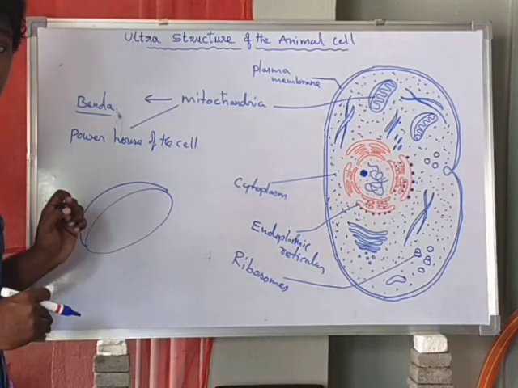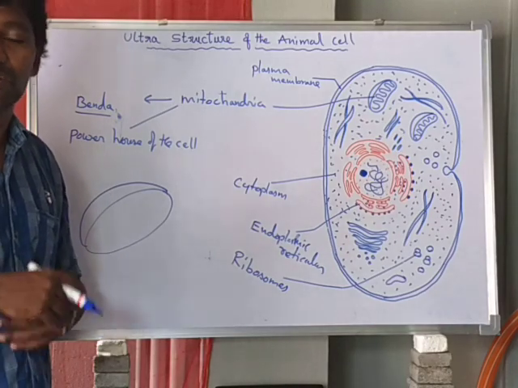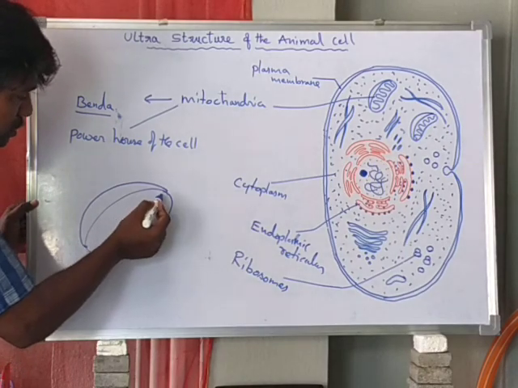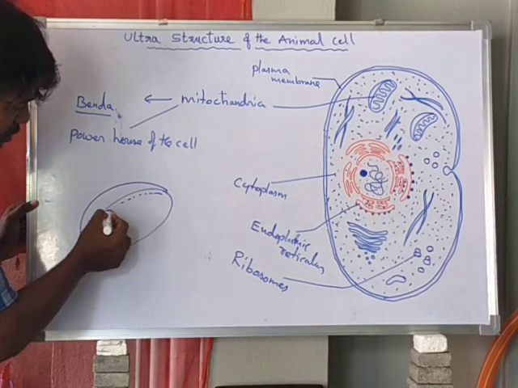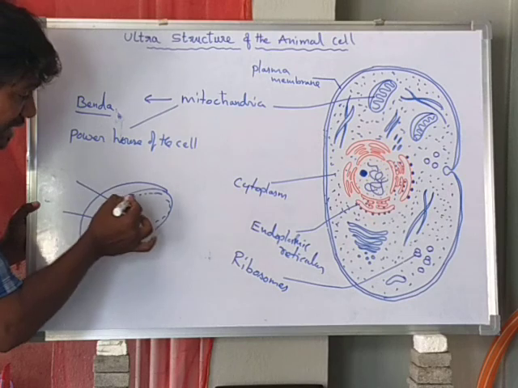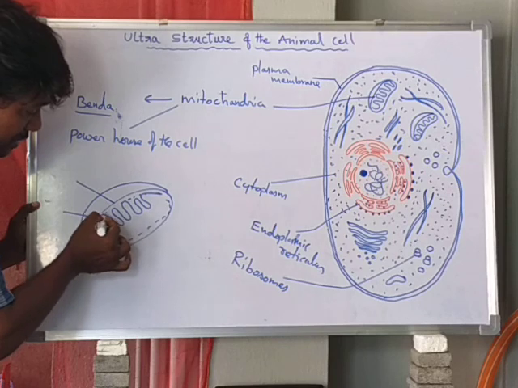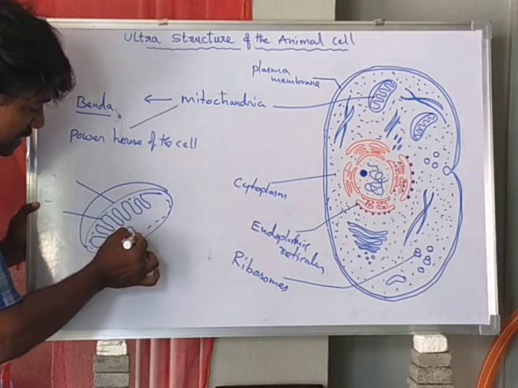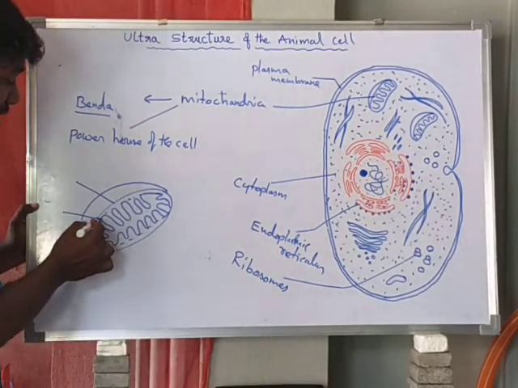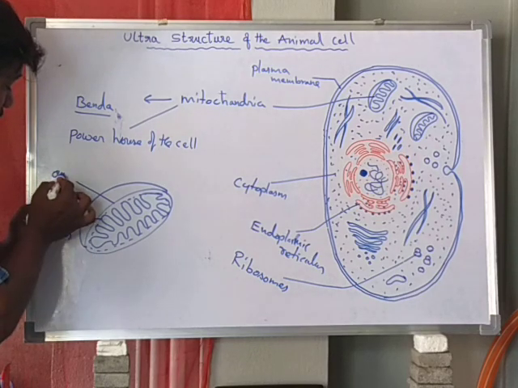Generally the mitochondria has many different shapes: some are spherical, tubular, cylindrical. Here in the diagram we see the mitochondria. There are two layers, this is the outer layer and this is the inner layer. The inner layer grows inside the matrix in a folded manner.